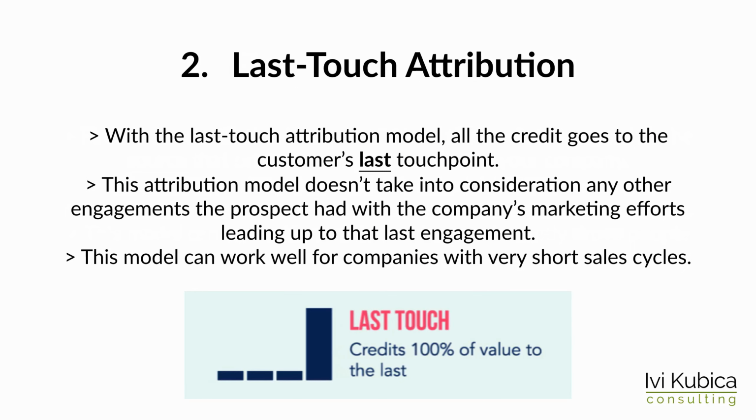The second is last touch attribution. With the last touch attribution model, all the credit goes to the customer's last touch point. This attribution model does not take into consideration any other engagements that the prospect had with the company's marketing efforts leading up to that last engagement. This model can work well for companies with very short sales cycles.